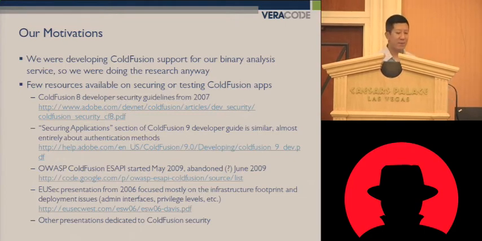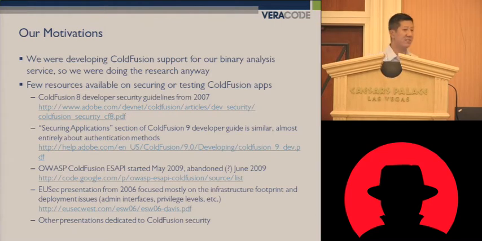Similarly, there's a securing applications section in the ColdFusion 9 developer guide, which is over 1,000 pages, but it's about the same information. There was an OWASP project started for ColdFusion in May 2009, and it had a few check-ins, and then it got abandoned. So there wasn't really anything to take from there.